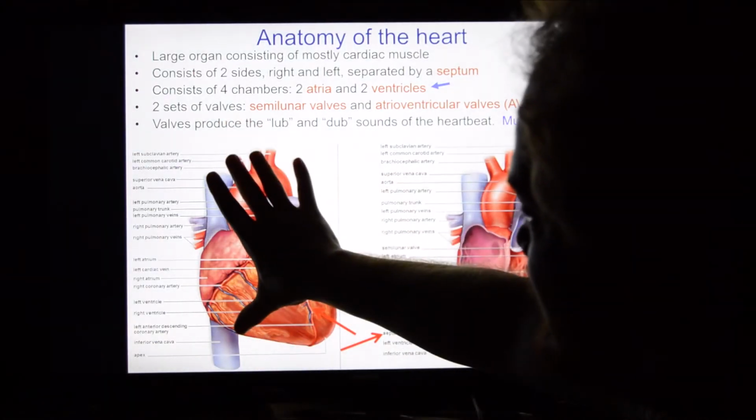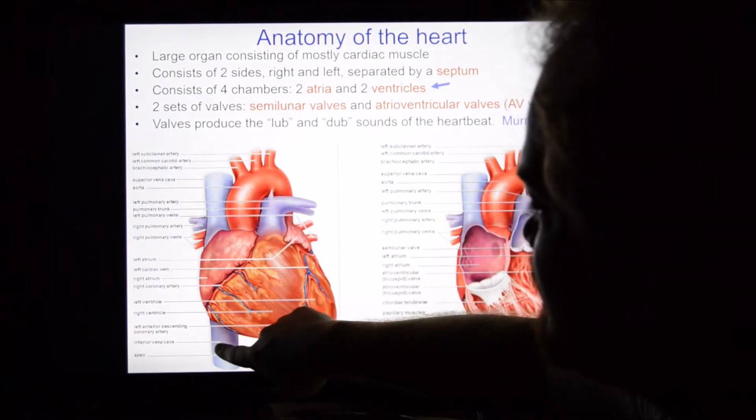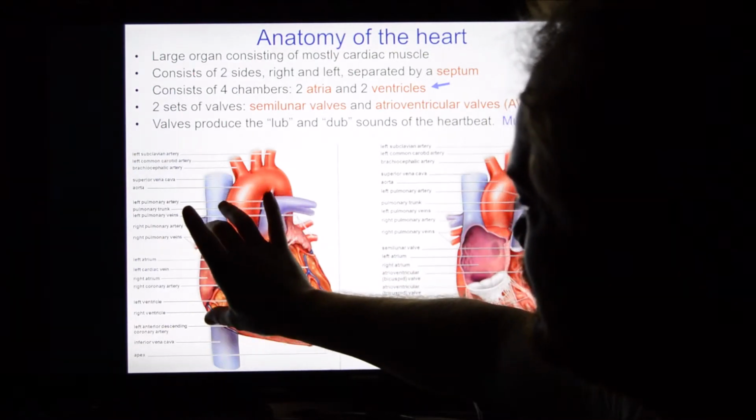Blood comes into the heart here and here via the superior vena cava and the inferior vena cava. Blood comes into the heart from the superior and inferior vena cava, coming in like so.